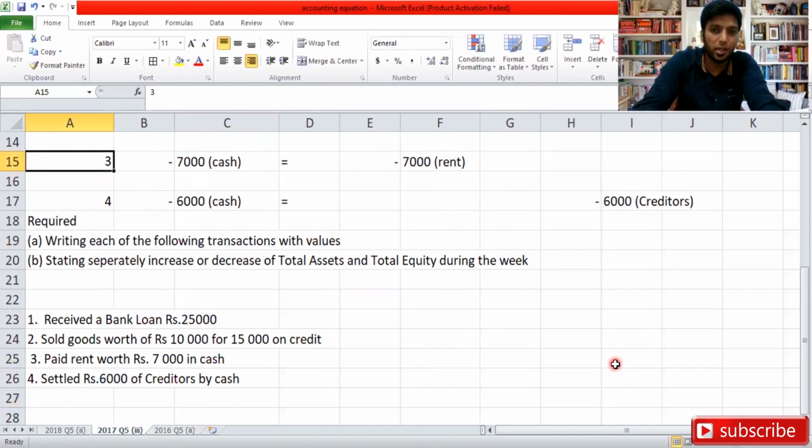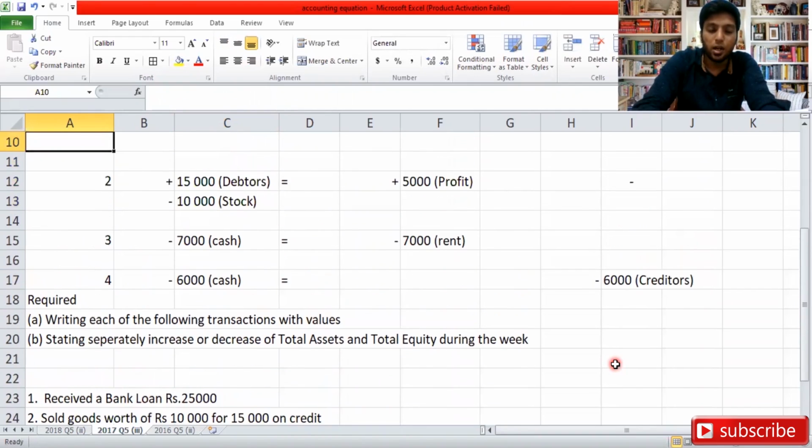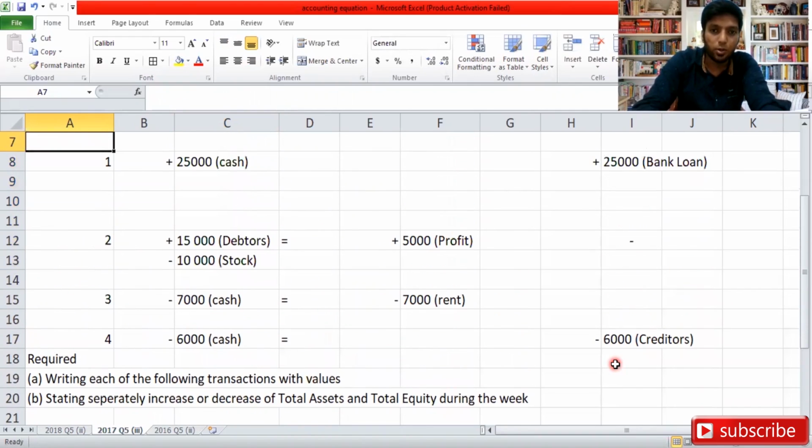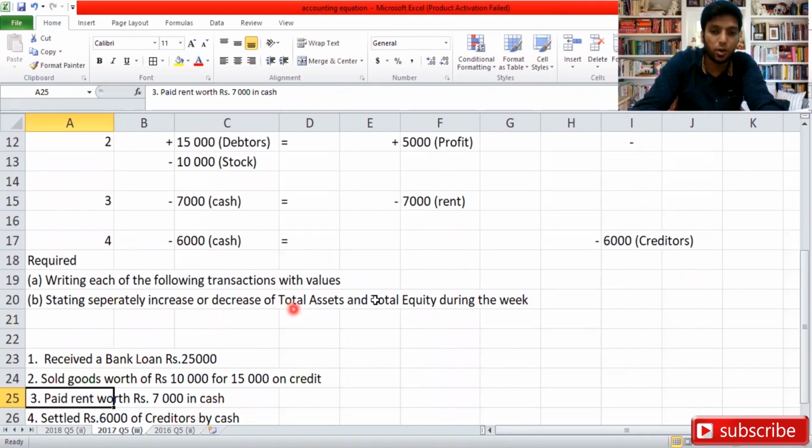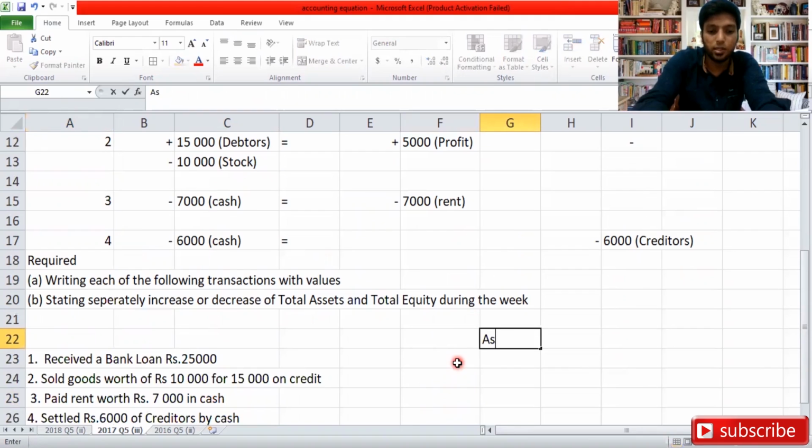You can interpret it in the way you understand, but remember to use the values and remember to use the assumption. What is happening? Money going out means you are paying, coming in means you are receiving. That's what you need to remember when it comes to asset transactions. Next: stating separately the increase or decrease of total assets and total equity during the week. Now you need to know the difference, how much you have increased in equity, how much in assets. So I'll do the second one here.